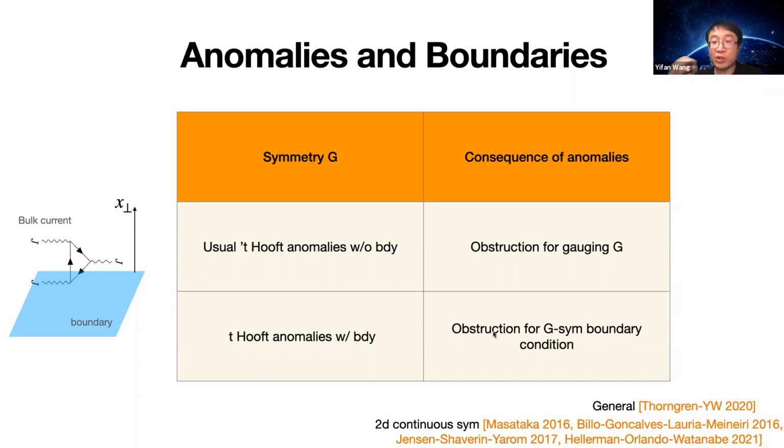This also applies to G being Lorentz symmetry, in addition to global symmetries. This explains why it's very difficult to realize systems with gravitational anomalies in an experimental setup, because in experimental setups you want to have boundaries, but as I explained to you, systems with gravitational anomalies cannot have relativistic boundary conditions.